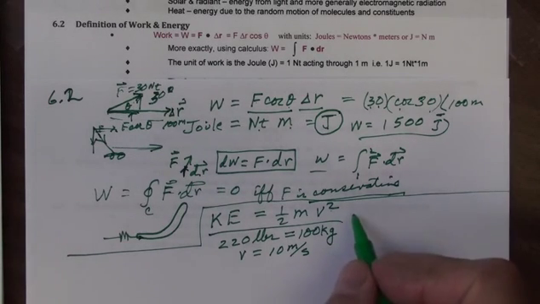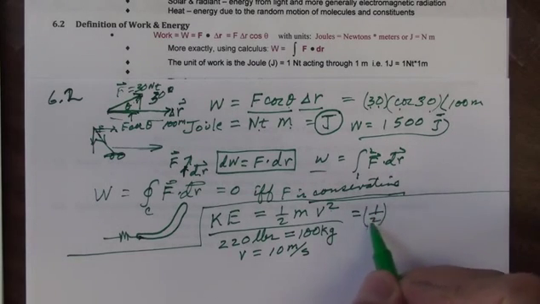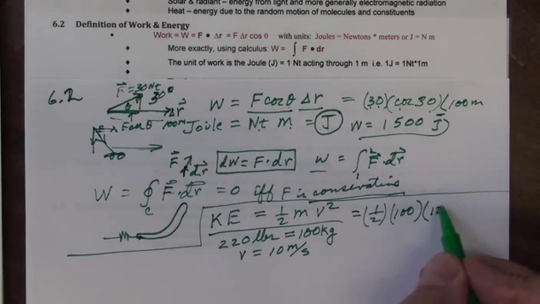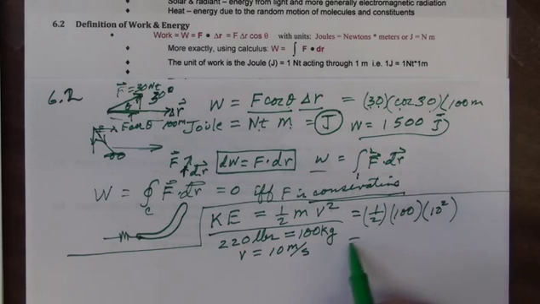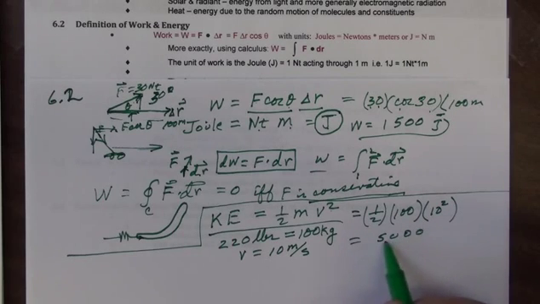We're going to say, okay, what kind of energy does he have? He's going to have 1/2 his mass, 100 kilograms, times the velocity squared. That's going to be 10 squared. So if we work this out, we get 50, 1/2 of 100, and we get 2 more zeros here, or 5,000 joules, or 5 kilojoules. So 5,000 joules is the energy that this 220-pound or 100-kilogram football player would have.